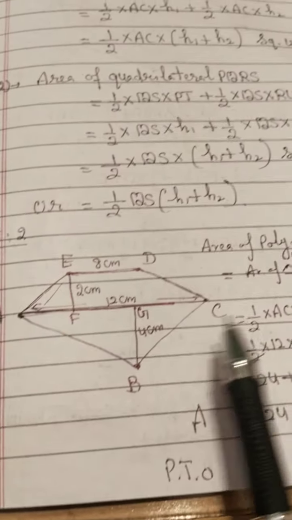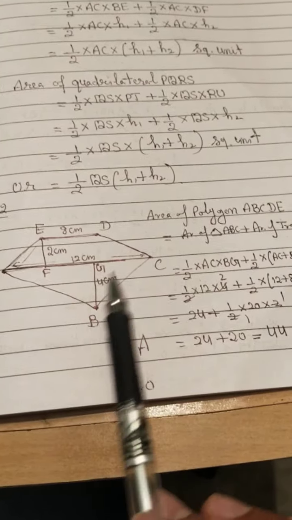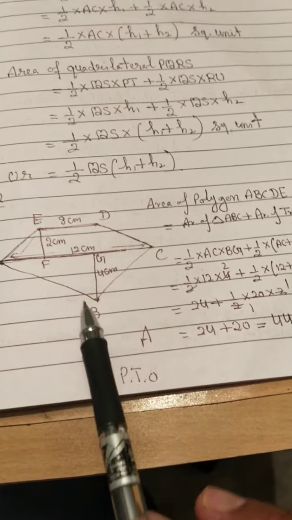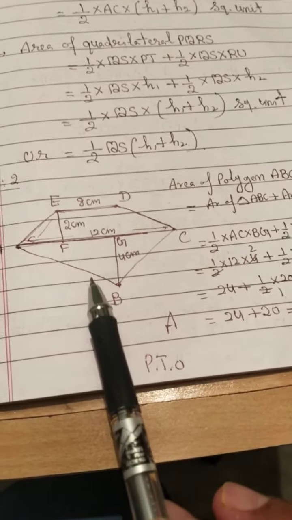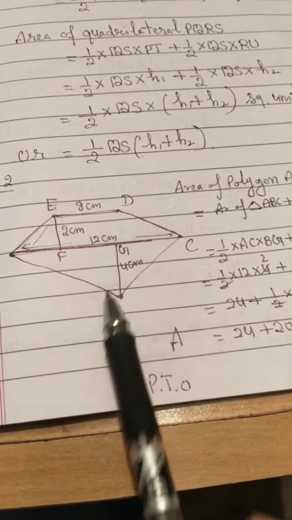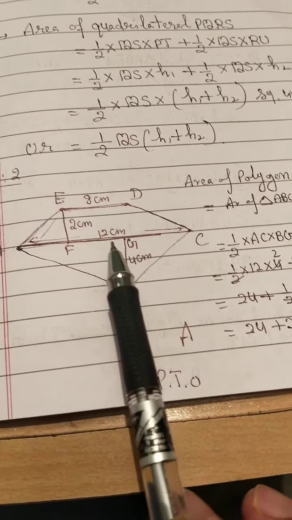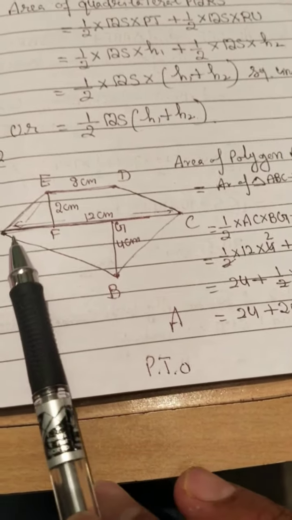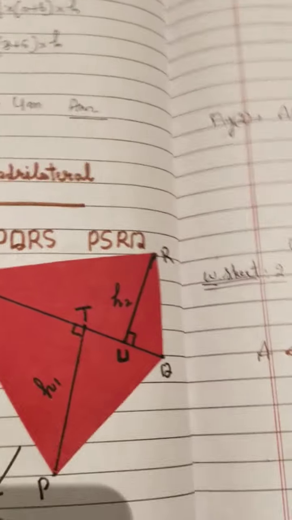In this way we can find the area of this polygon, this pentagon. We can split this polygon into a triangle and a trapezium. So we know the area of triangle and trapezium. What is the area of a triangle? Half into base into height. And what is the area of a trapezium? Half into A plus B into H, where A and B are the pair of parallel sides, one pair of opposite parallel sides.